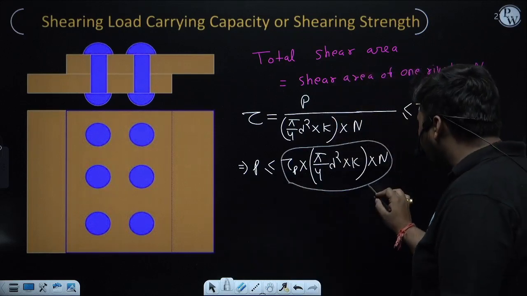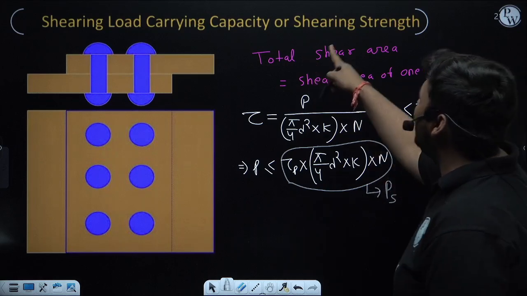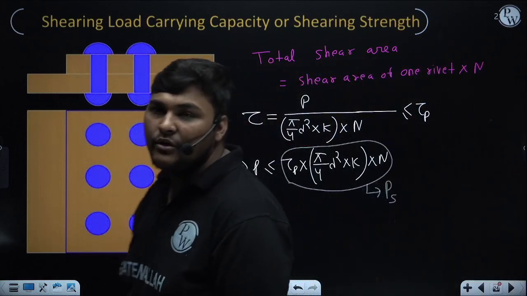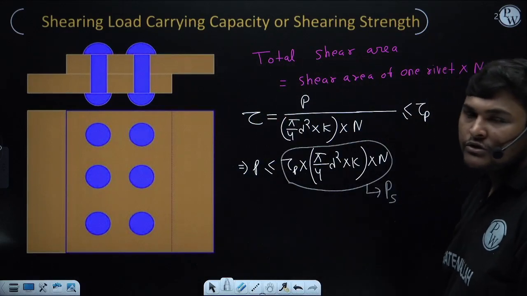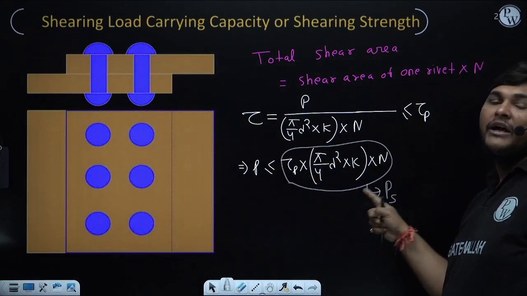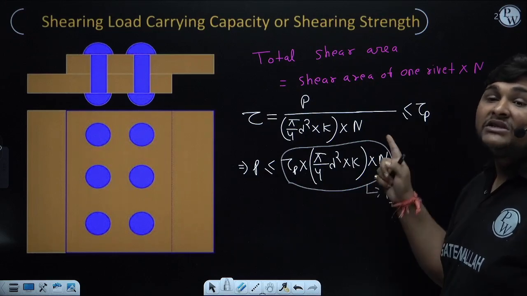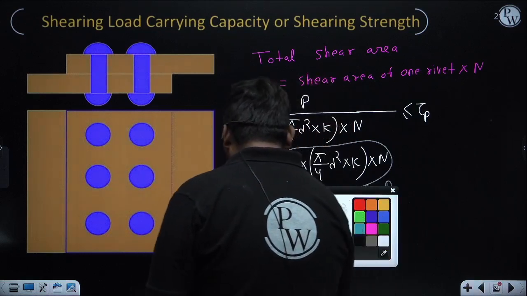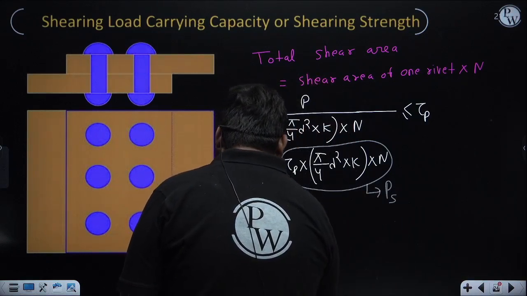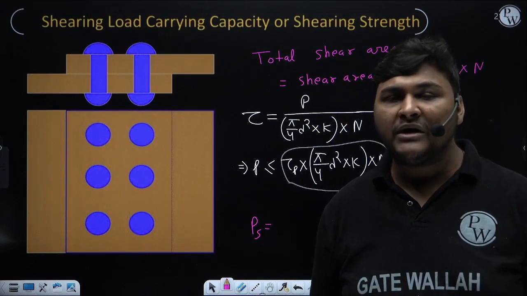So this value is nothing but the shearing load carrying capacity of the plate, or shearing strength of the plate, which I am denoting as PS, because actual P should be less than or equal to this. So it is the shearing load carrying capacity of the system, means the load carrying capacity to avoid shearing failure. If I directly write the expression of shearing load carrying capacity, you can directly write it.